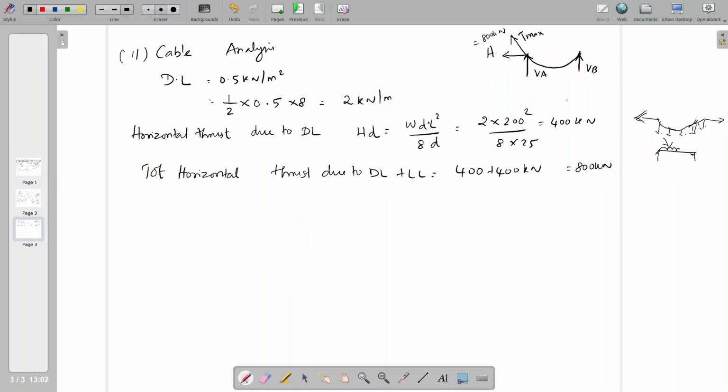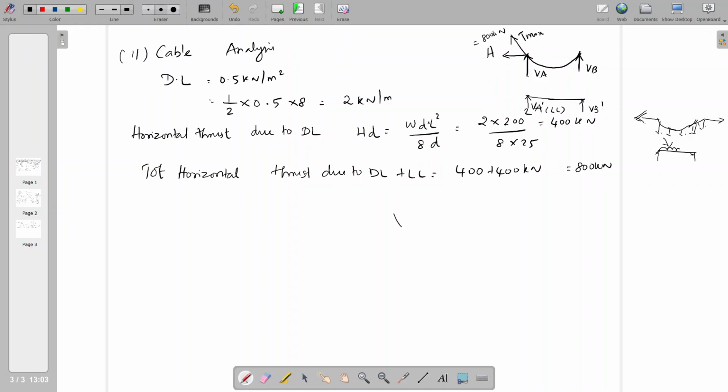Here the girder position is here. The actual support reaction at the girder position is VA dash and VB dash. Here the support reaction at the cable level is VA. So the VA dash is considering the live load, and VA can be calculated with the dead load.